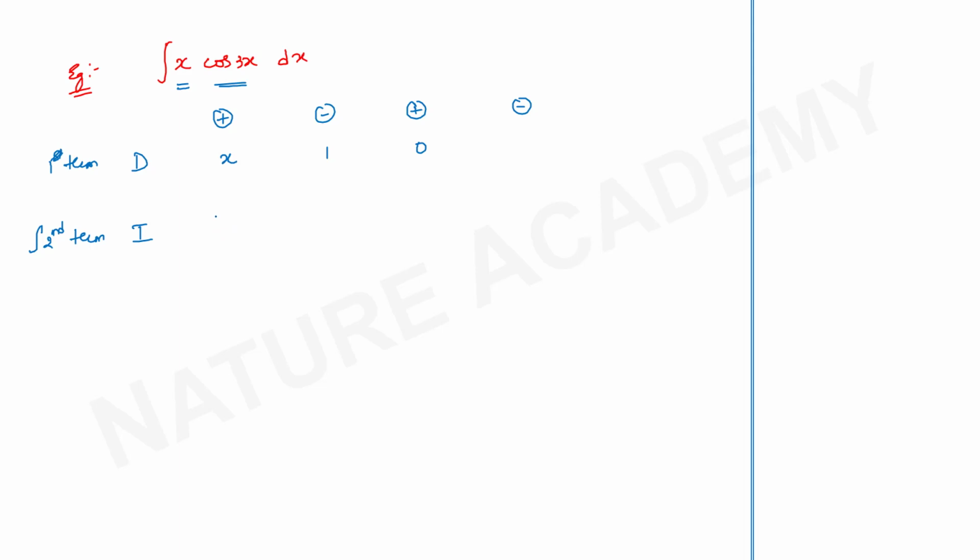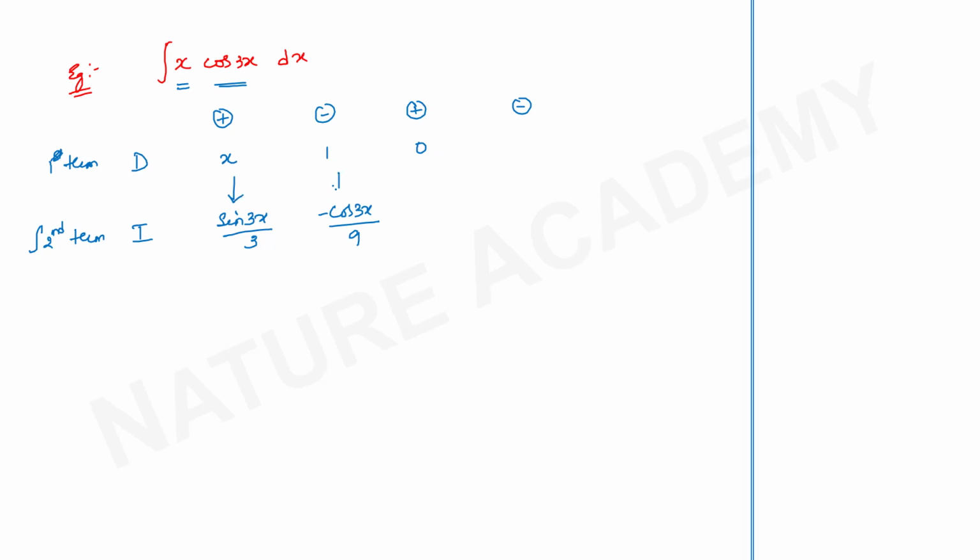Second term is cos 3x. Integrate it, you will get sine 3x by 3. Again integrate it, you will get minus cos 3x by, in the denominator I will have 3 into 3 is 9. I am going to stop here. I am not going to proceed because there is a 0 here.